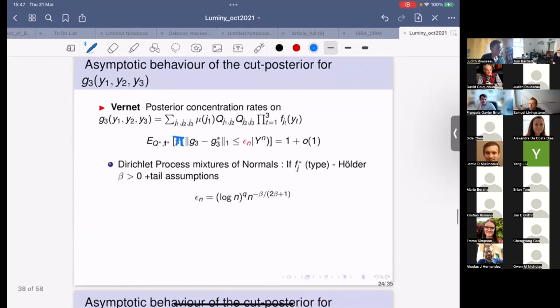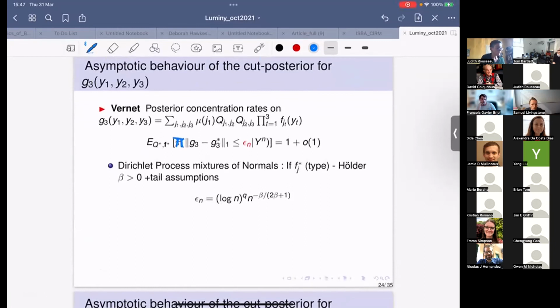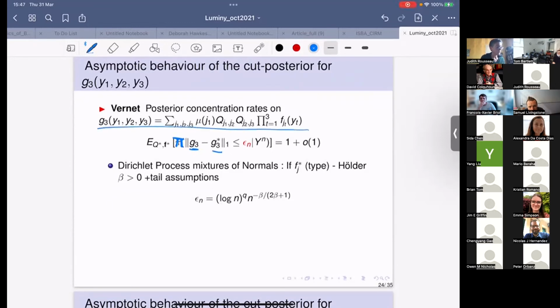So the first result is to apply Elodie Vernet's calculations, put everything I have done so far together to prove that I have a contraction rate for the distribution of 3 consecutive observations, G, which have this form, remember. So it's a function of Q and F. And if I use Dirichlet process mixture of normals, and if my emission densities are Hölder, for instance, then I recover the usual rate for Hölder density estimation, which is n to the power minus beta over 2 beta plus 1 in dimension 1, or 2 beta plus d in dimension d, up to a log n term.